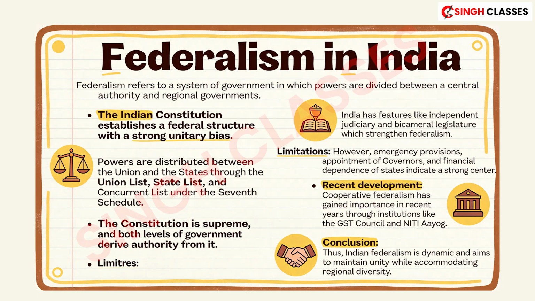4. Federalism in India. Federalism is a system of government in which powers are divided between the central authority and state governments. The Indian Constitution establishes a federal structure with a strong unitary bias. Powers are distributed through the Union List, State List, and Concurrent List under the 7th Schedule. Both the Union and states derive authority from the Constitution.